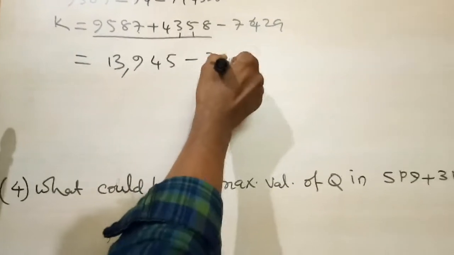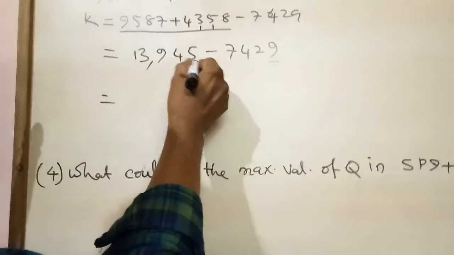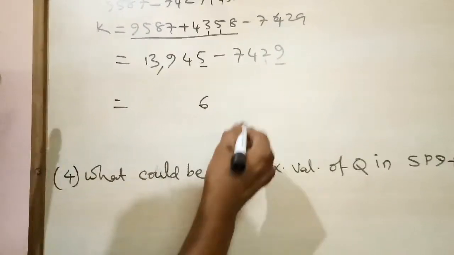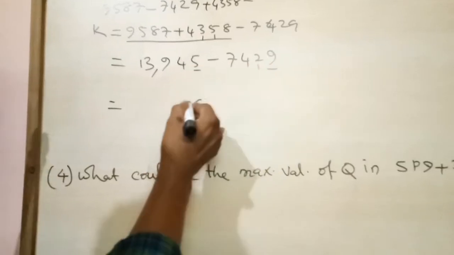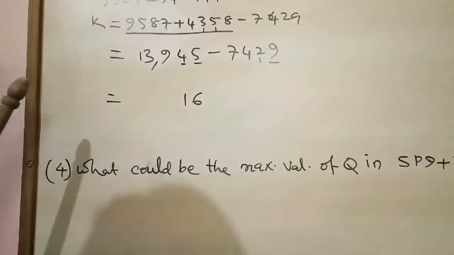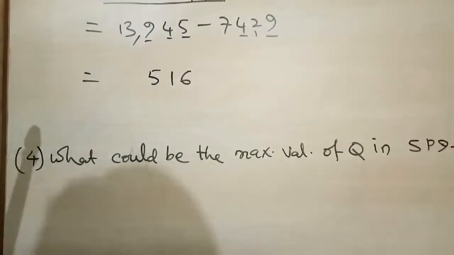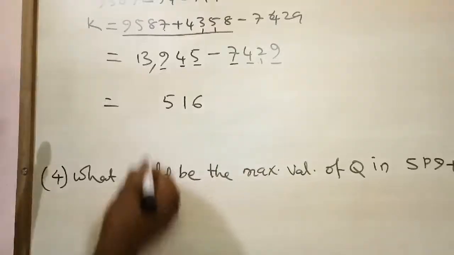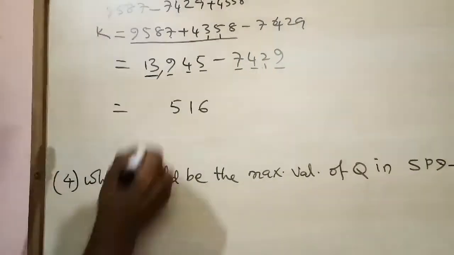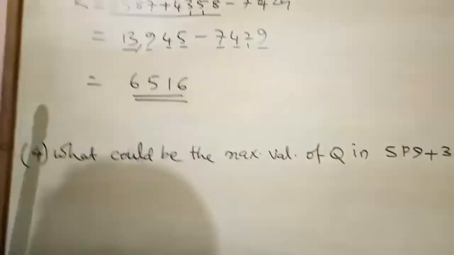Minus 7429. Here 9 plus 6, 15. 3 plus 1, 4. 4 plus 5, 9. Completed. 7 plus 6, 13. Therefore, this is the answer.